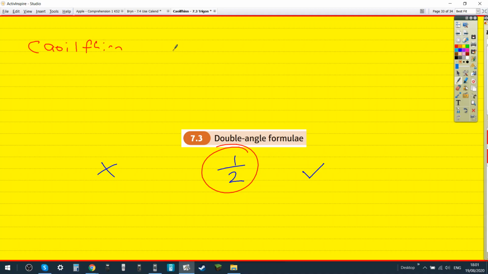Any questions for me in general? No. And how are you finding this trig stuff? It is hard, but I think it's the hardest thing in A level, to be honest, in both years.